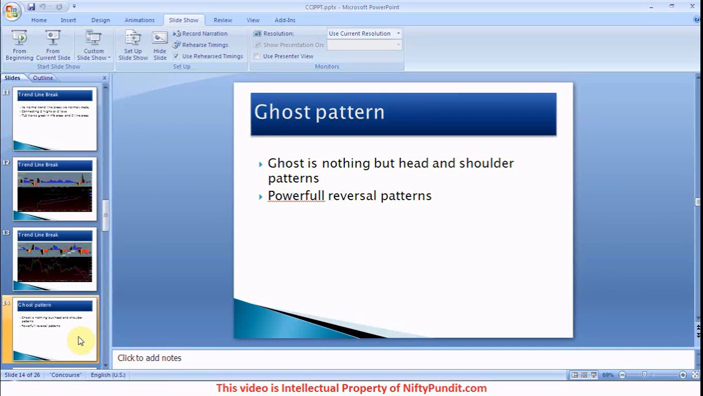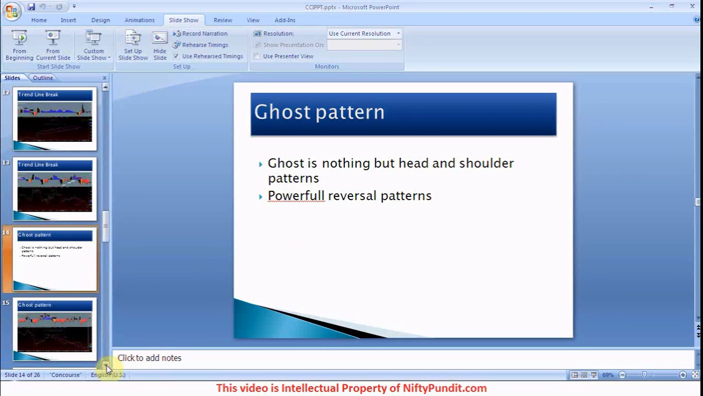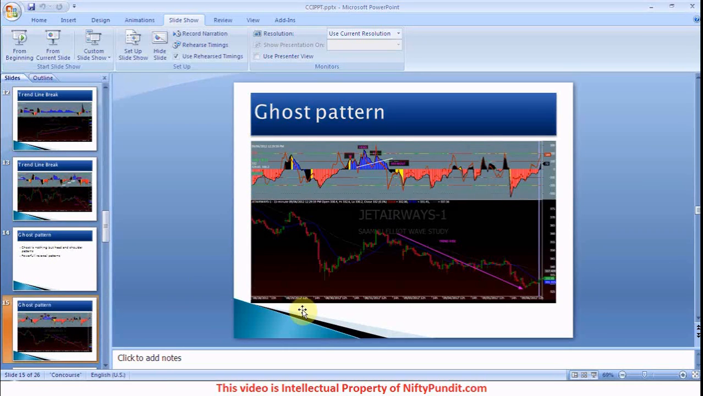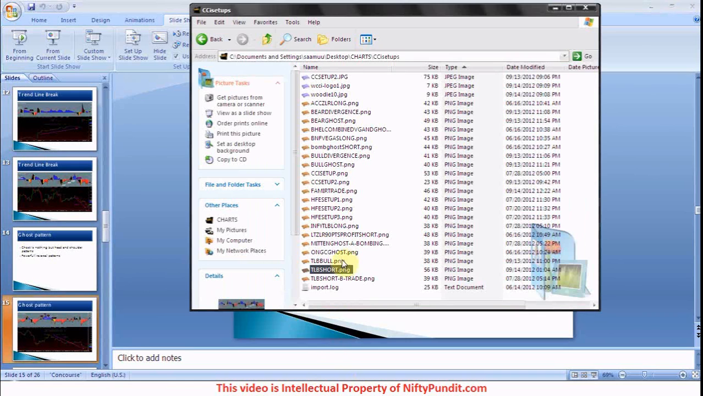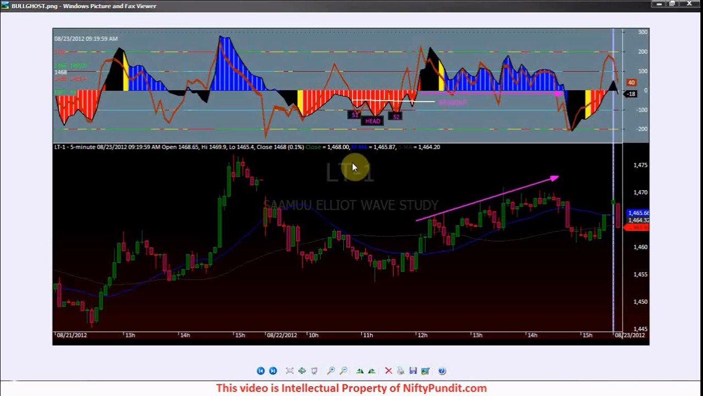My favorite, the ghost pattern. We are already familiar with the head and shoulder pattern. This we call a powerful reversal pattern, and it can appear at any place. Let's see one more example. See, this is shoulder 1, head, and shoulder 2.